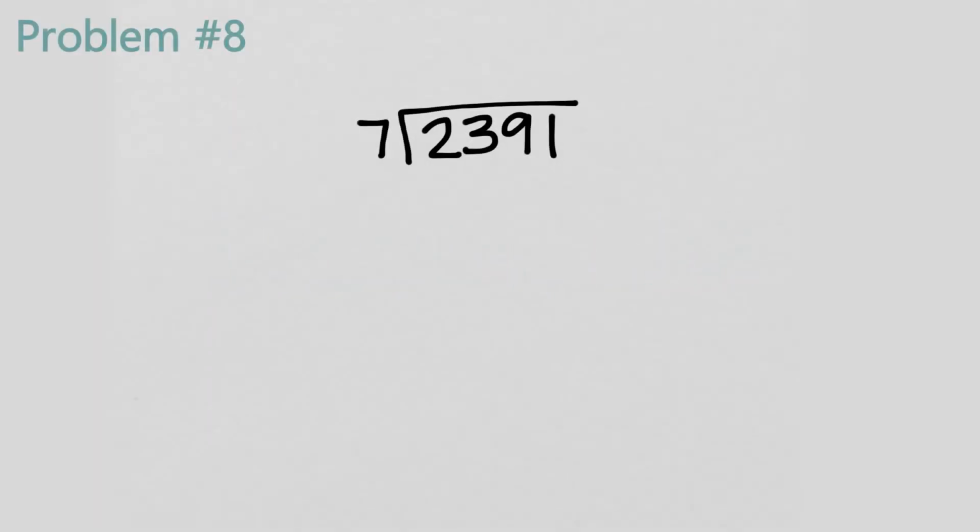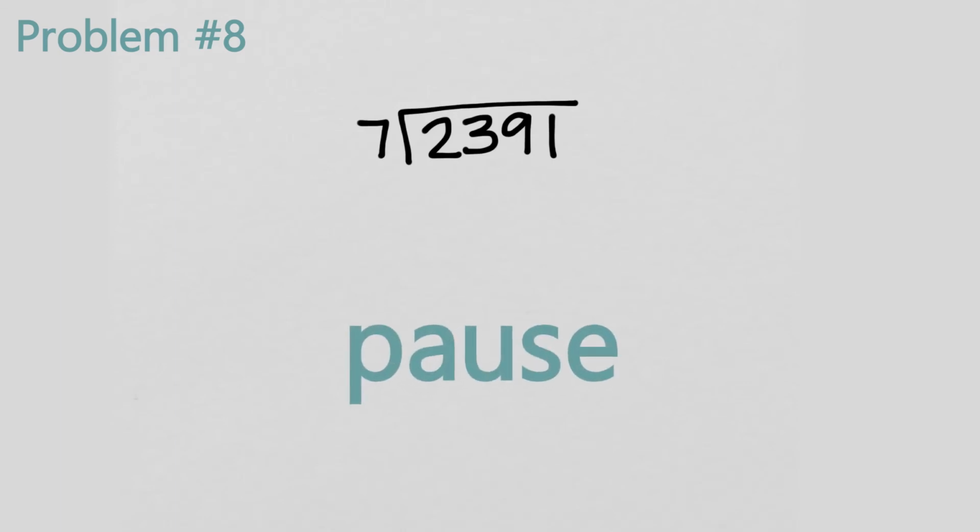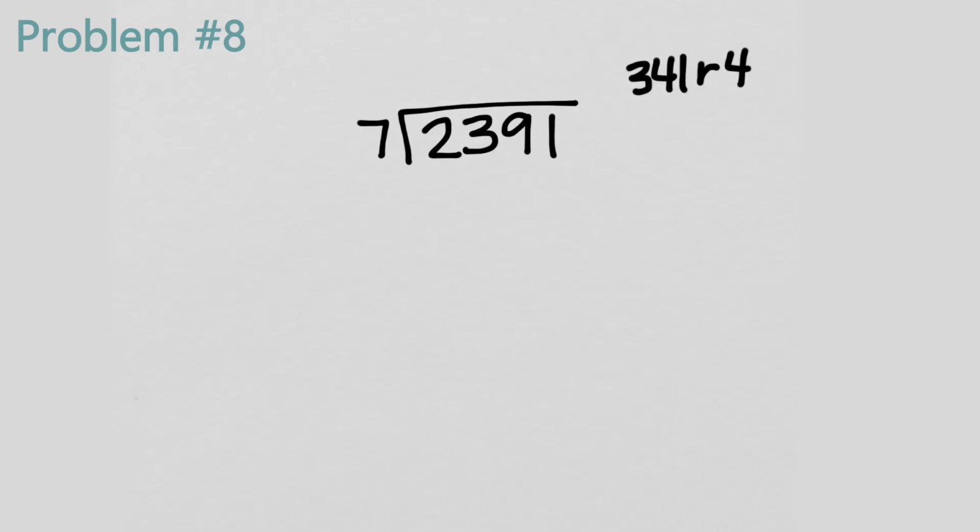Problem 8. 2,391 divided by 7. Make sure you take your time and check your work. Good luck! Welcome back. You should have gotten 341, remainder 4.